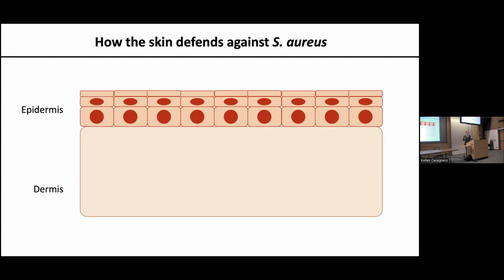Well, first, let's just talk about the skin. So we can divide the skin up into two major parts, the epidermis at the surface of the skin and the dermis underneath. And the epidermis is composed of layers and layers of cells called keratinocytes. And when your skin encounters Staph aureus, your keratinocytes are among the first cells to recognize and detect the Staph aureus. And in response, they can produce molecules called antimicrobials. These are natural antibiotics that your body already makes on its own to kill the staph.